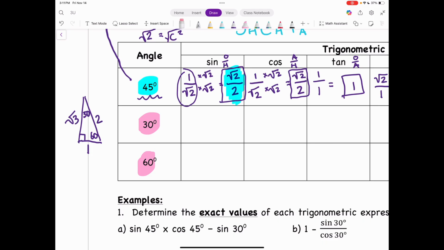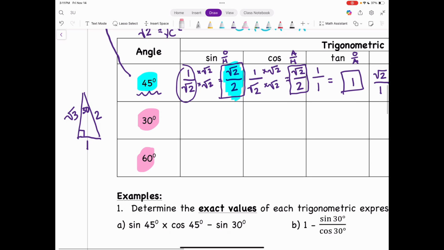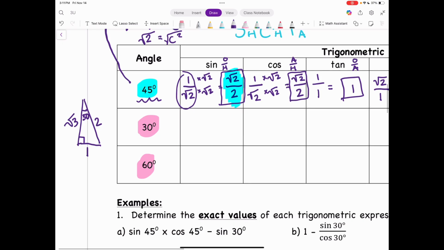Now, because we're dealing with 30 degrees, I'm just going to go ahead and erase that 60 so it doesn't confuse us, but it is still 60 degrees. All right, so looking at the 30 degrees, our hypotenuse would be 2, our opposite would be 1, and our adjacent would be the square root of 3.